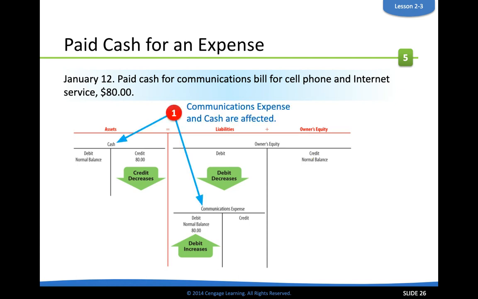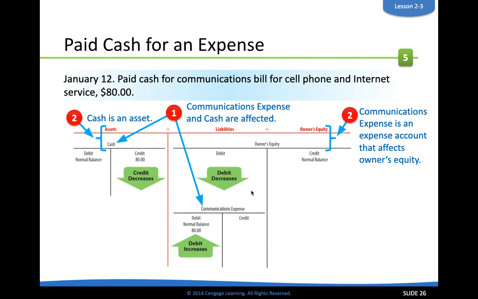Question number 1, what accounts are impacted? Well, whenever you pay cash for something as a business, you know your cash account is going to be affected. Now we're going to introduce this communications expense. Remember back to our chart of accounts? Well, communications expense is one of the account titles that Delgado Web Services gave itself when they were setting up their accounting system. So we know that our accounts that are going to be impacted are cash and communications expense. Question number 2, classify each account. Cash is an asset. Communications expense is an owner's equity account because expenses belong to owner's equity.